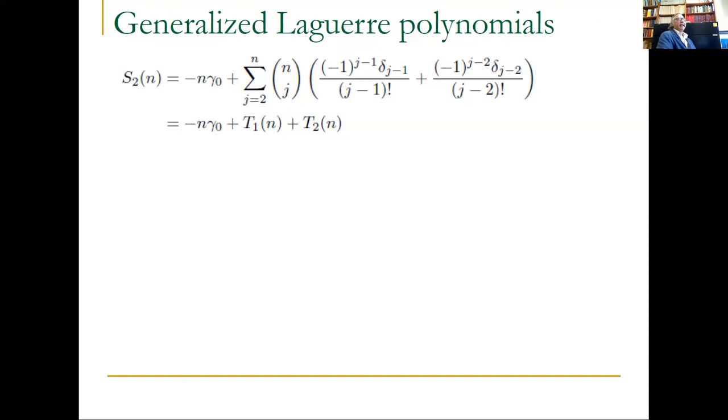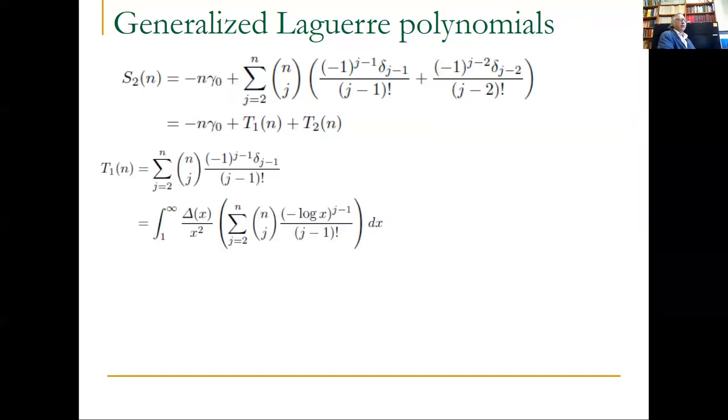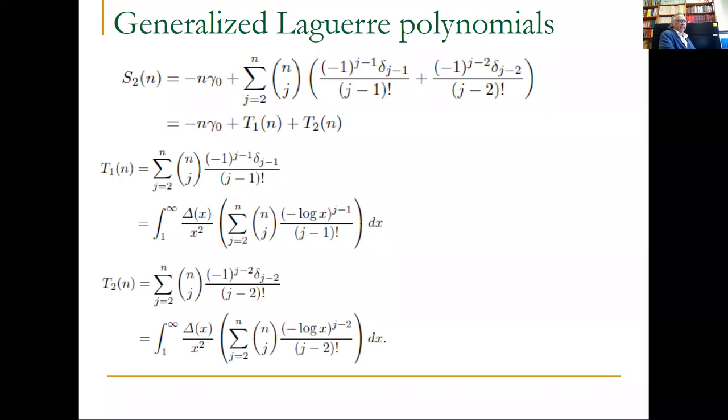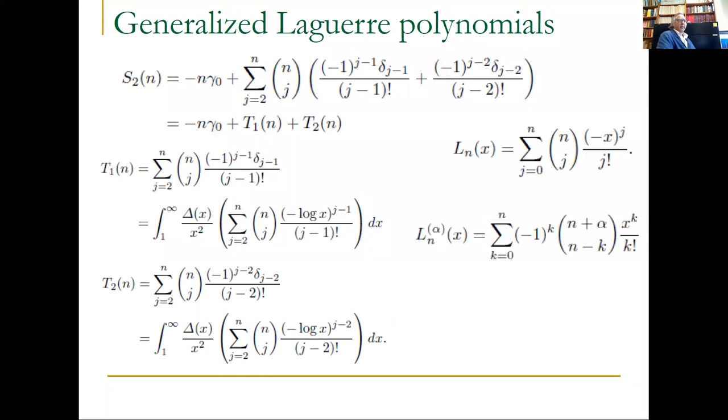So S2 of n can then be rewritten. The eta_j's have now been written in terms of the delta_j's, and therefore you get these terms: minus n gamma zero, T1 of n, and T2 of n, corresponding to these new coefficients. T1 of n can be written as an integral involving the Laguerre polynomials, and T2 of n can also be written as an integral involving Laguerre polynomials. Here they're not quite Laguerre polynomials; they're these generalized Laguerre polynomials where you do a shift on the binomial coefficient. So anyway, the bottom line is S2 of n can be written as integrals of Laguerre polynomials.